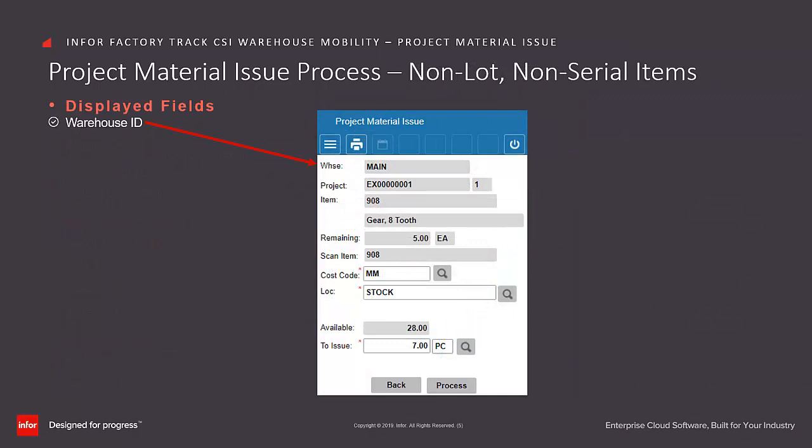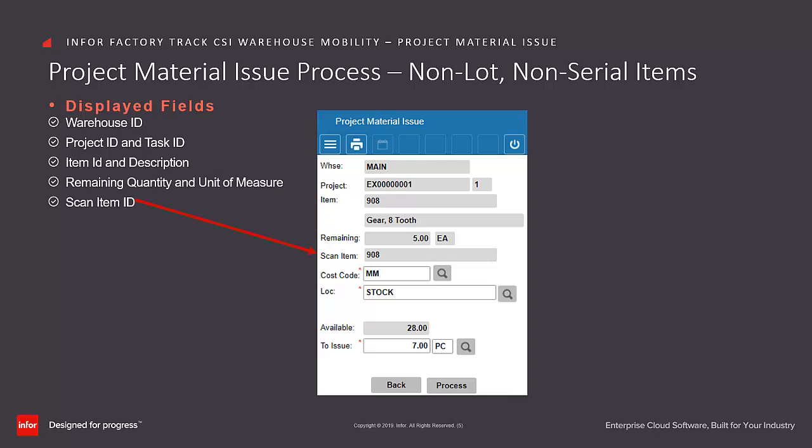To issue non-lot, non-serial material items to a project, Factory Track displays the processing form with the data specified from the previous selection for the warehouse, project and task, item and description, the remaining quantity required and the unit of measure, the scan item ID, the available quantity at the displayed location ID.